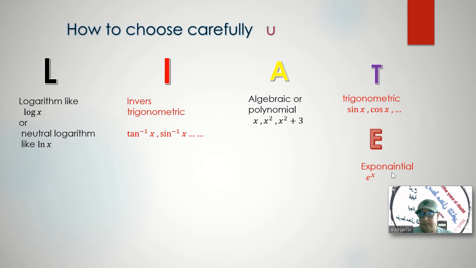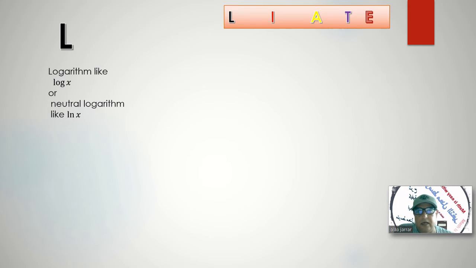L means logarithm or natural logarithm, I means inverse trigonometric like tan inverse, sine inverse, A means algebraic or polynomial like x squared plus 3, and T and E mean trigonometric or exponential in the same order, like sine x, cosine x, or e to the x. How does it work? Let us see.